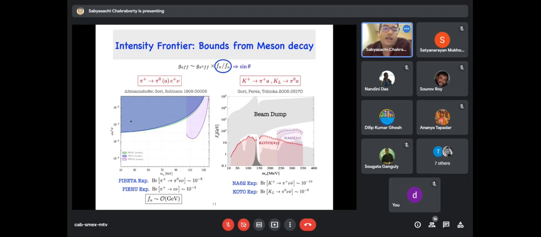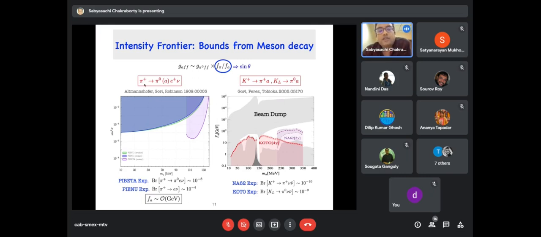For example, there are two old experiments, PIBETA and PIENU. PIBETA, I think, ran at PSI, and PIENU was at TRIUMF. PIBETA looked for pi plus decays to pi naught e nu. This is phase space suppressed, and the branching ratio is extremely small, 10^-8. And pi plus going to e nu is suppressed because of chirality, chiral suppression, and the branching ratio is around 10^-4.